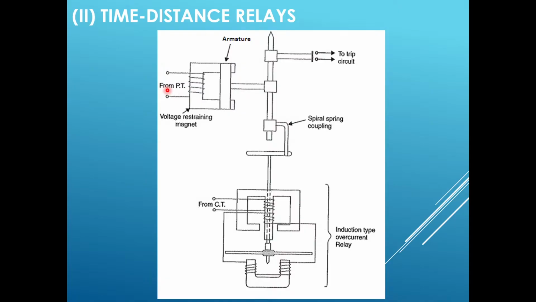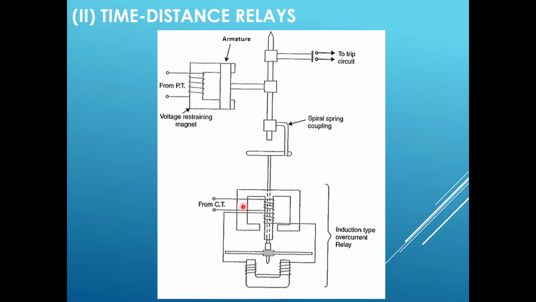So when normal current is there in the given circuit, the potential transformer will measure the voltage, and the voltage is given as input to this coil, and hence this coil will make sure this armature is attracted towards this electromagnet. So under normal operating condition, the armature is attracted toward the upper electromagnet.